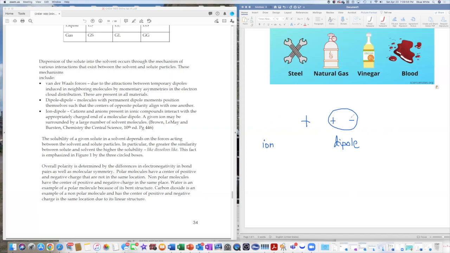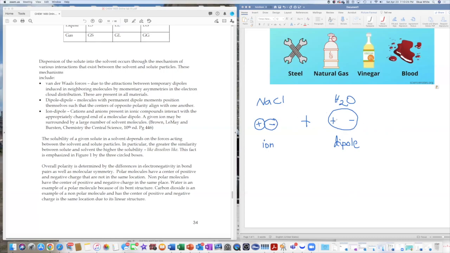So the example for dipole, remember, is water. The ionic here will be like table salt, so let's say sodium chloride. Let me show you the picture I'll represent for the ionic compound. Remember, ionic compounds are made of, in this case, two ions, right? Sodium is positive and chlorine is negative. So you see the theme here, right?